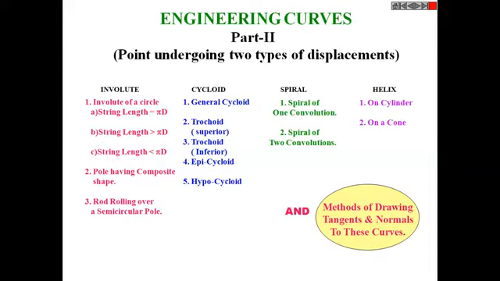Next is a pole having a composite shape, and a rod rolling over a semicircular pole. Then cycloid, that is the general cycloid. Next is the superior, called the trochoid. Then the inferior, also epicycloid and hypocycloid. Spiral: spiral of one convolution, spiral of two convolutions, and the helix on a cylinder and on a cone.